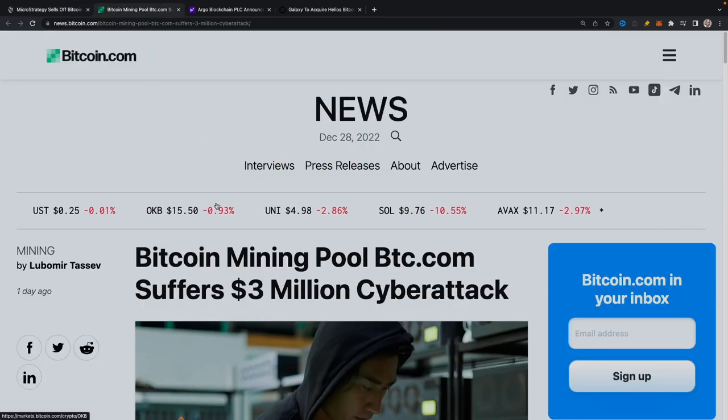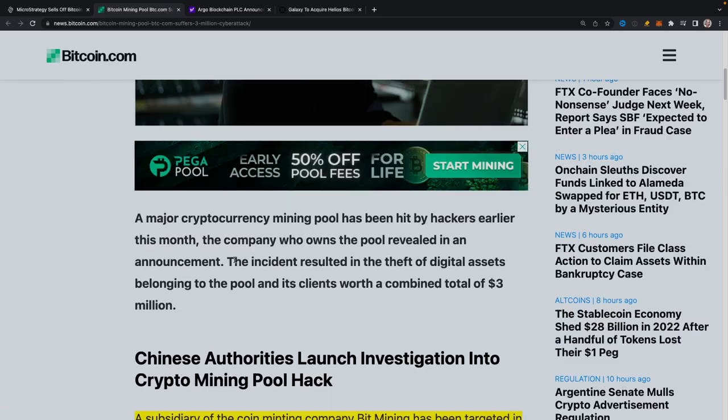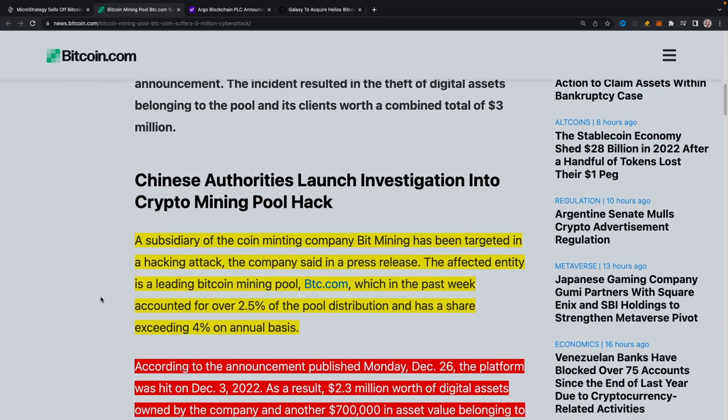Bitcoin mining pool BTC.com suffers a $3 million cyber attack. Here are the little dirty tidbits about it. A subsidiary of the coin minting company BitMining has been targeted in a hacking attack. The company said in a press release, the affected entity is a leading Bitcoin mining pool, BTC.com, which in the past week accounted for over 2.5% of the pool distribution and has a share exceeding 4% on an annual basis.